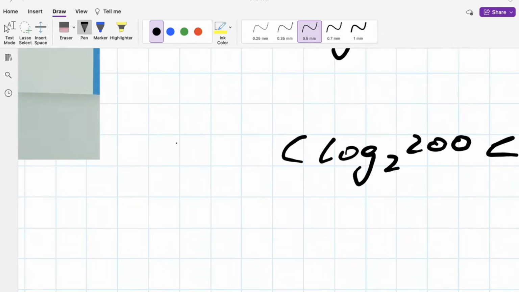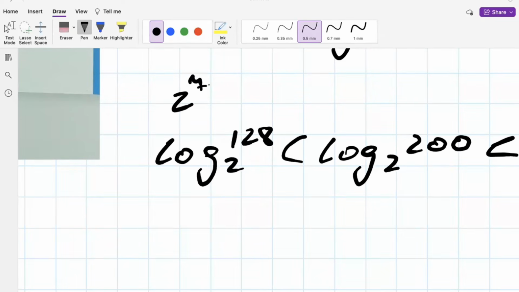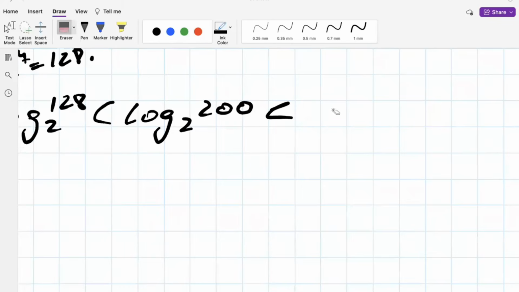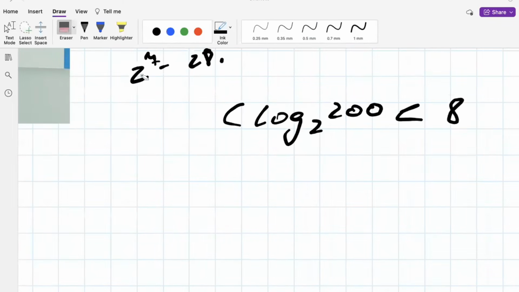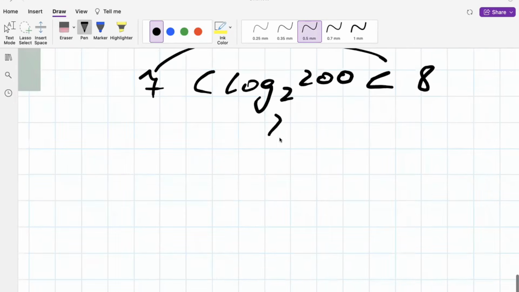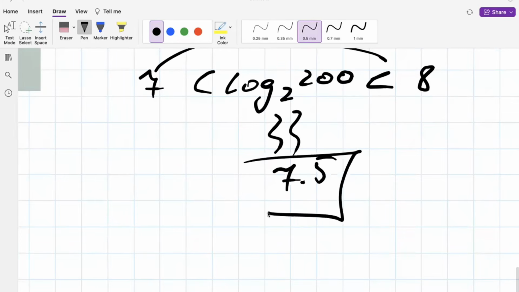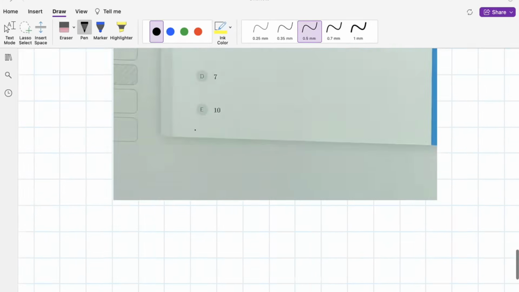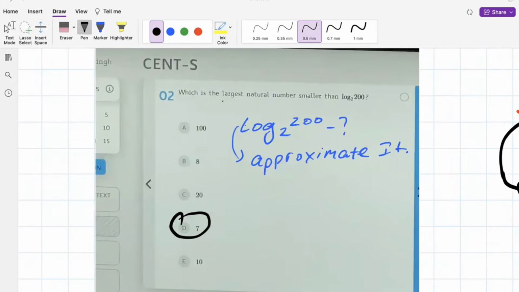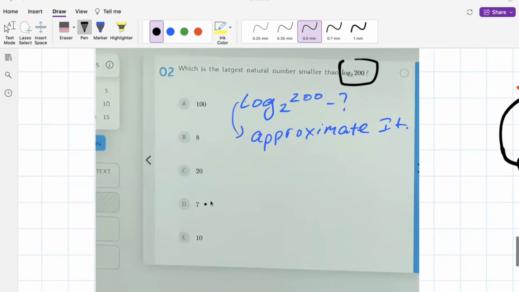Then it is more than logarithm base 2 of 128. You know that 2 to the power of 7 gives you 128. So basically the logarithm is between these numbers, so we are approximating it. I cannot tell you the real value, but it's somewhere between 7 and 8. Let's approximate it as 7.5. The answer is D. It asks for the largest natural number smaller than log base 2 of 200, and 7 is smaller than 7.5. This is the answer.